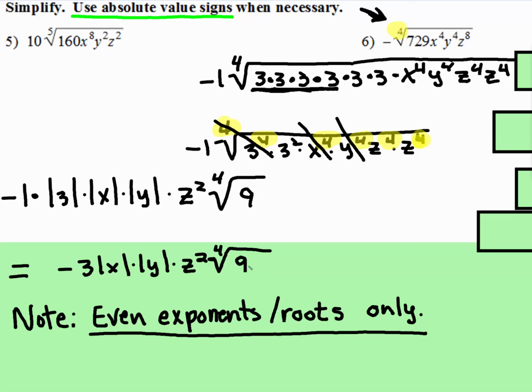That's it. That's how easy that is. I know it looks a little bit confusing, but as long as you're matching up the radical with the roots that are being pulled out, you should be pretty safe.